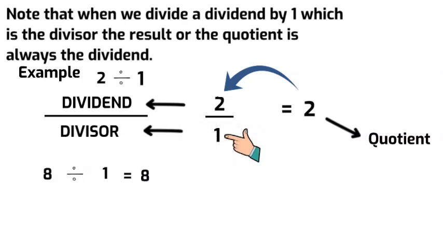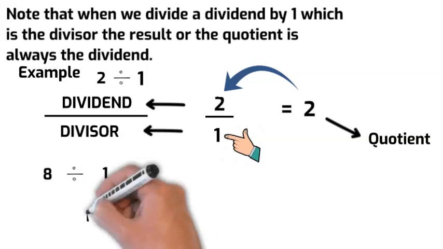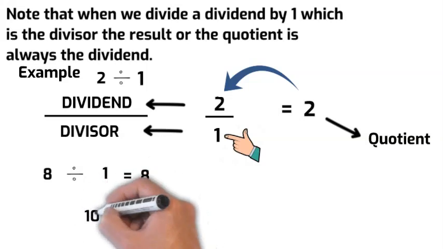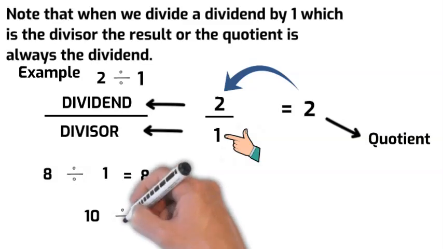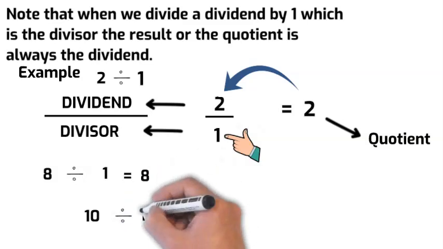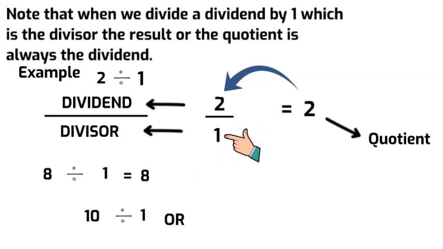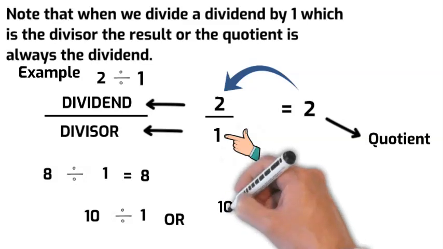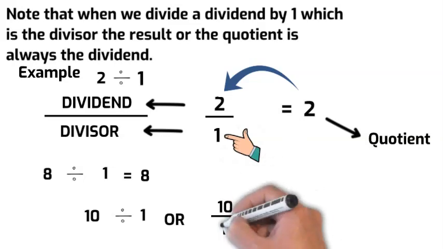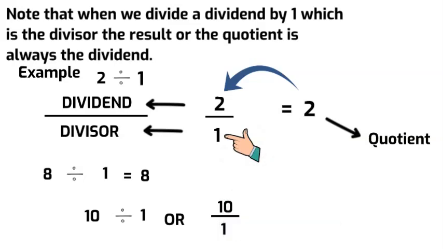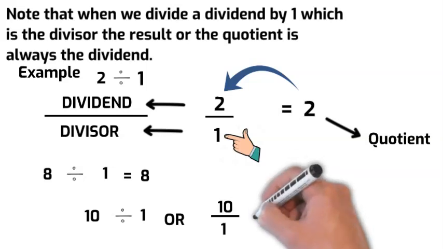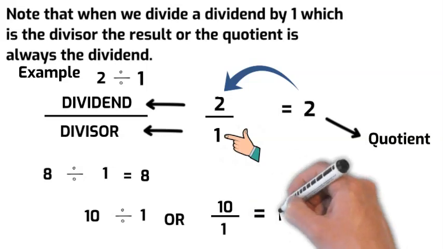What about 10 divided by 1? 10 divided by 1 is the same as 10 over 1. 10 over 1 is equal to 10.